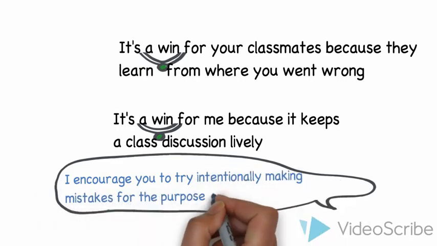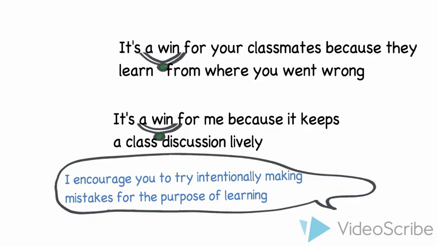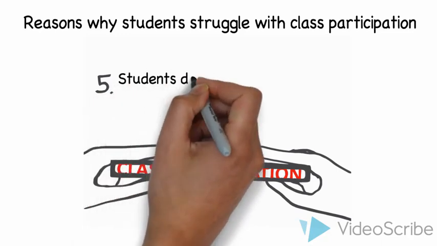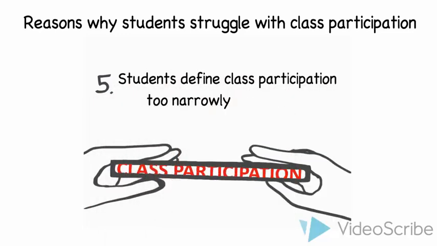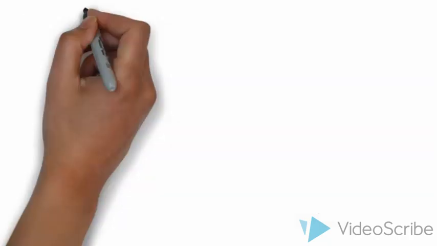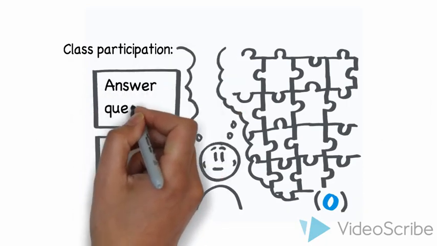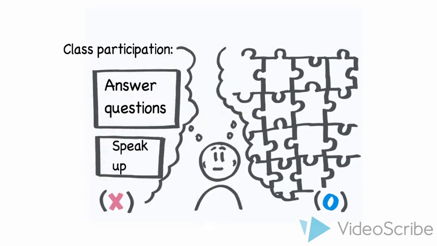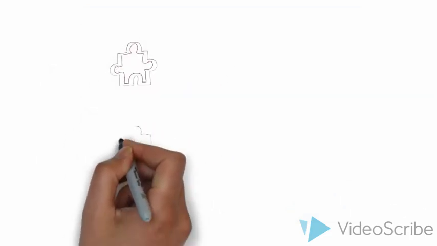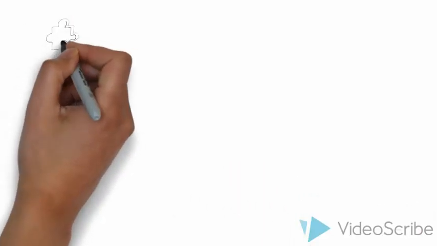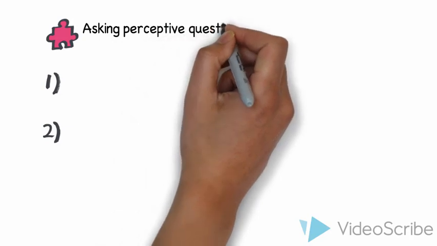Now, the fifth and final barrier to class participation is that students may be defining class participation too narrowly. Sometimes students will get stuck thinking that class participation is only about answering questions that the instructor asks, when in fact there are many other forms of class participation. To illustrate this point, I will highlight two other ways that you can participate in class: by asking questions and by making process comments. Asking perceptive questions in class is a great form of class participation for three reasons.